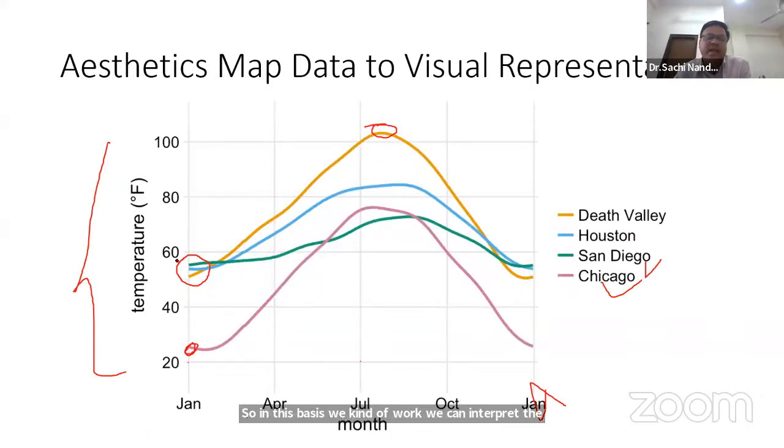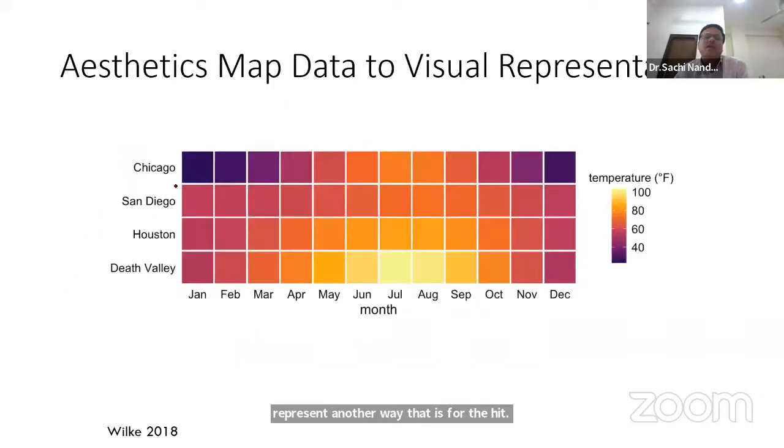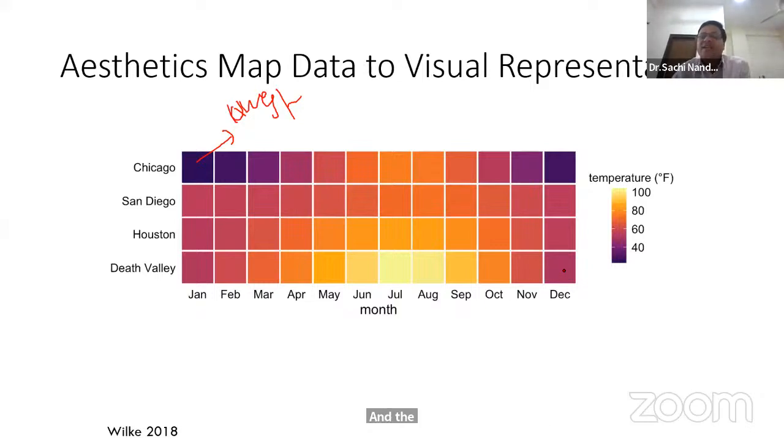The same data I can represent another way, which is called the heat map. So this is the heat map. What is the rule in a heat map? Remember, the highest darkness is assigned to the lowest value. It's very, very important. The highest darkness is the lowest value, and the lightest color has the highest value.